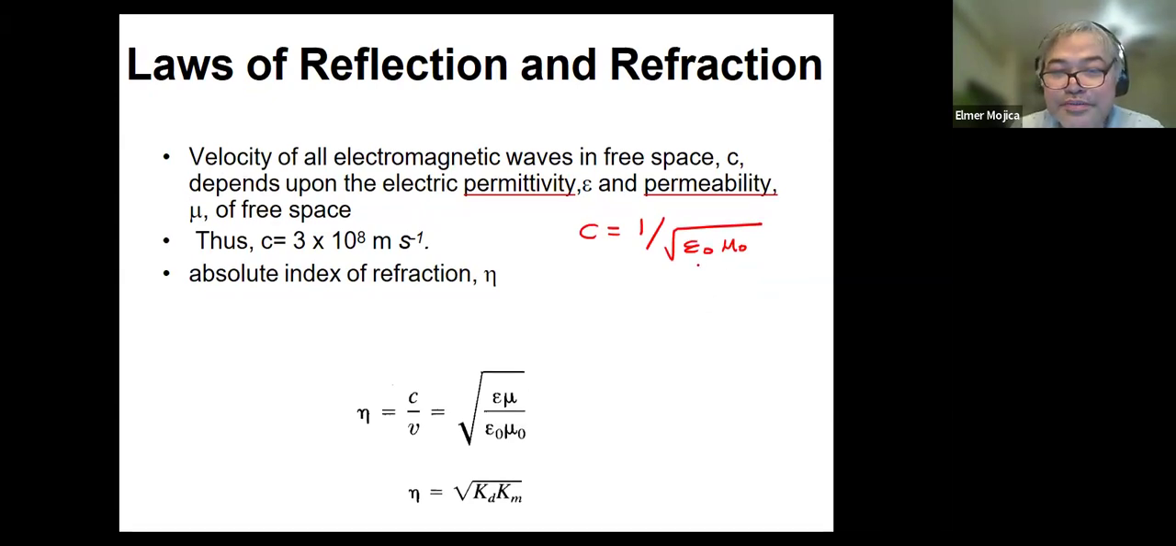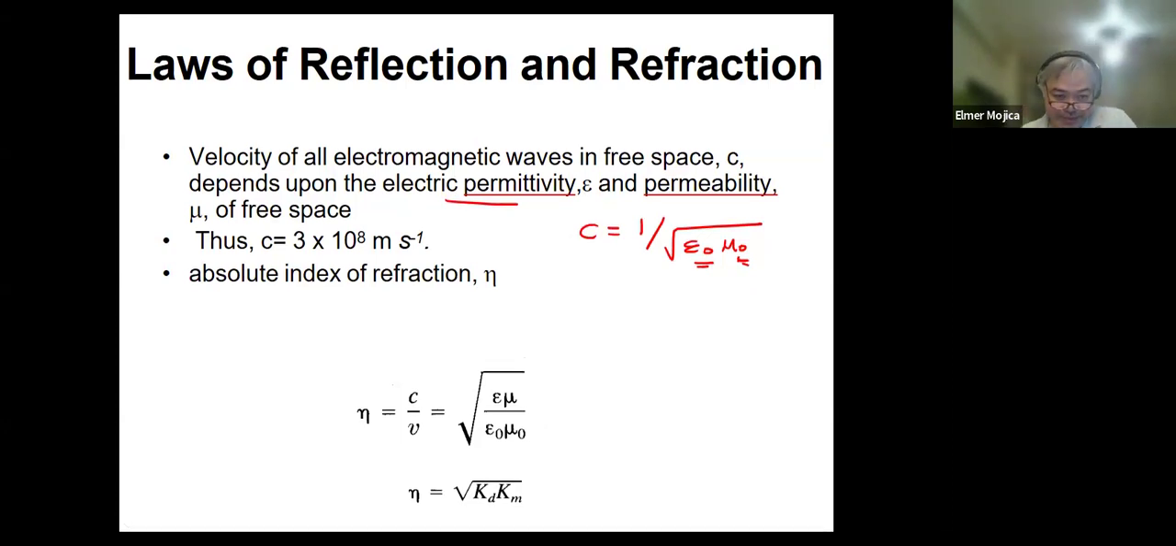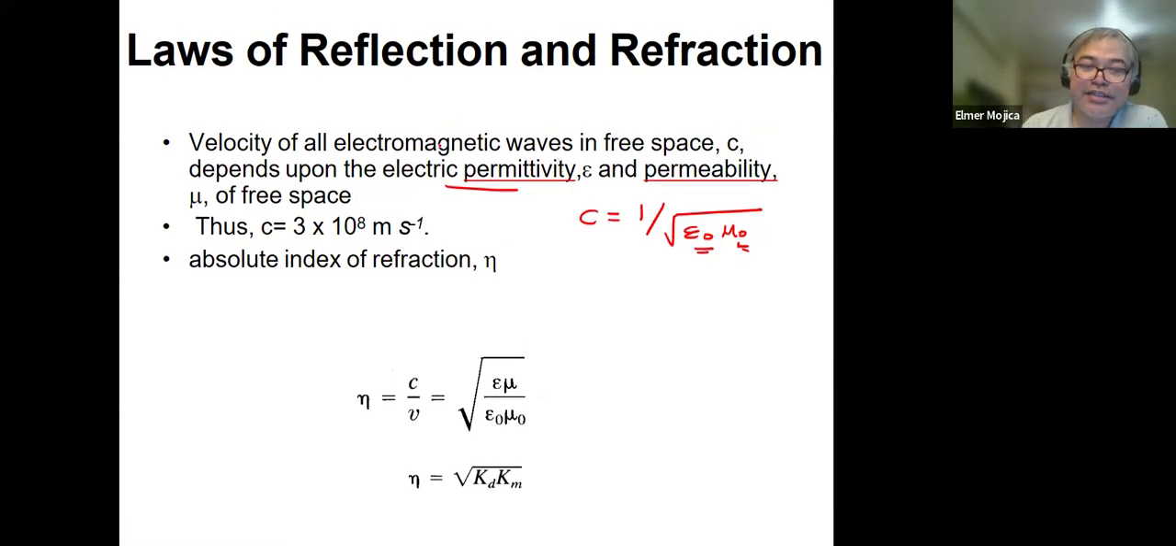Now, what do you call this? And what do you call this? So this is the so-called electric permittivity, and this one is the so-called permeability. All of them are of free space. And out of this, the value that you usually end up with for the speed of light is 3 times 10 to the 8 meters per second.